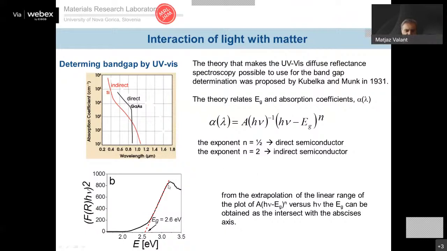Now, in addition to that, when we extrapolate down to the value 0, we can also read out the band gap value, the band gap energy. So you see in this example here, this is a material, I don't know exactly which one, but it doesn't matter. It's one model material for us. This is a material which is an indirect semiconductor because we used exponent n equal to 2, and the energy of the band gap is 2.6 electron volts.